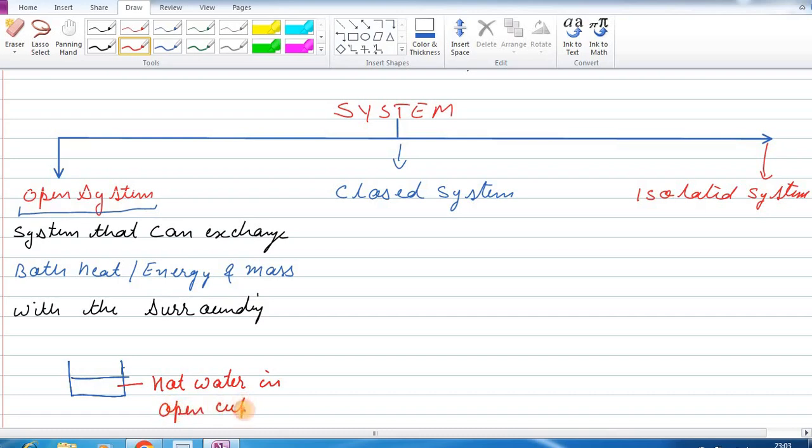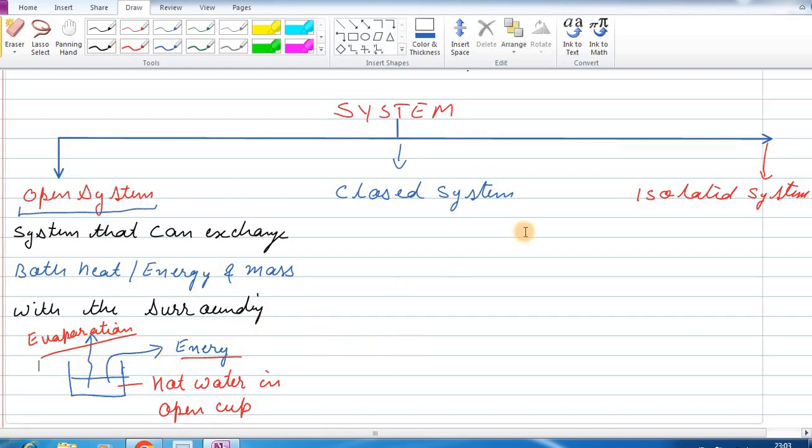So what will happen? Since the surrounding is cool and the water inside this open cup is hot, it will radiate energy, and it will evaporate mass. With the evaporation, its mass decreases, and with the radiation, its energy also decreases. So it is giving out heat energy and it is giving out mass to the surrounding.